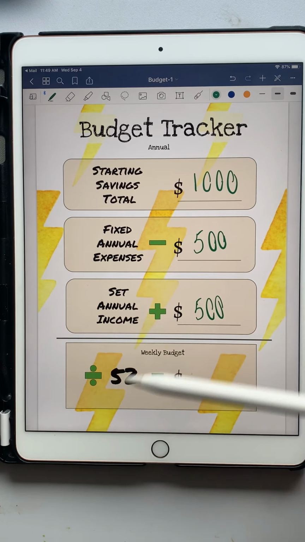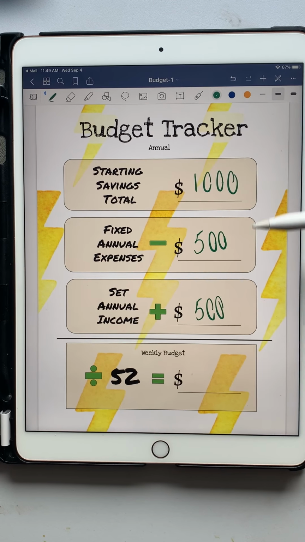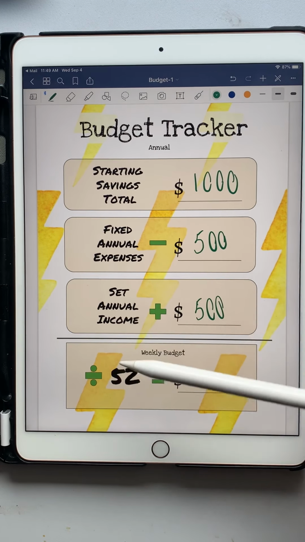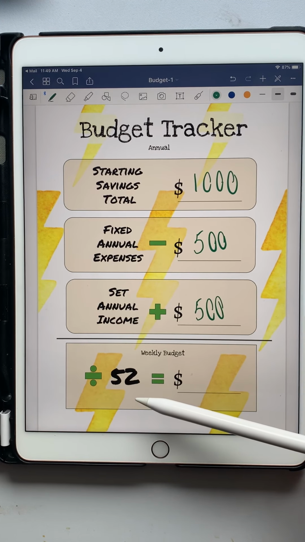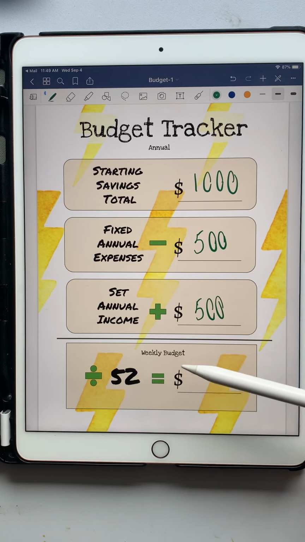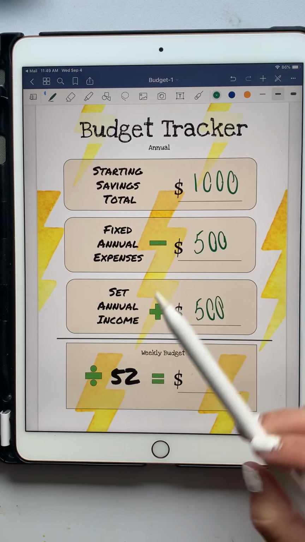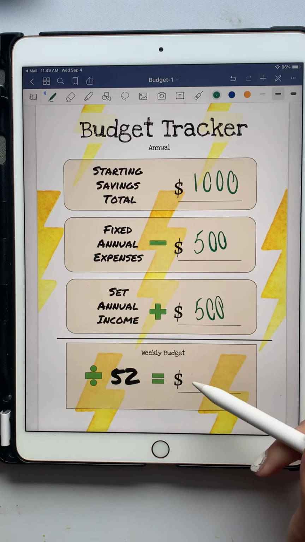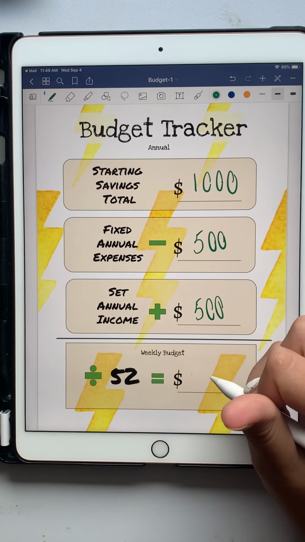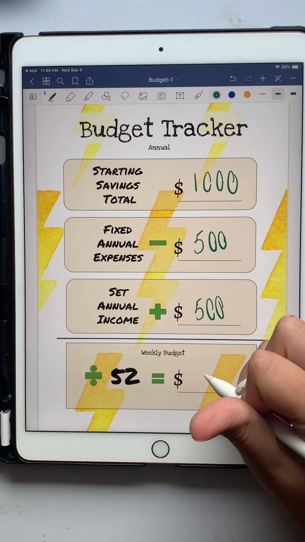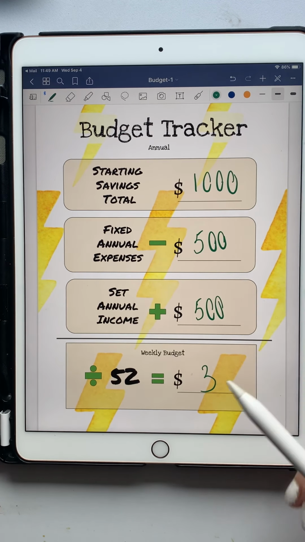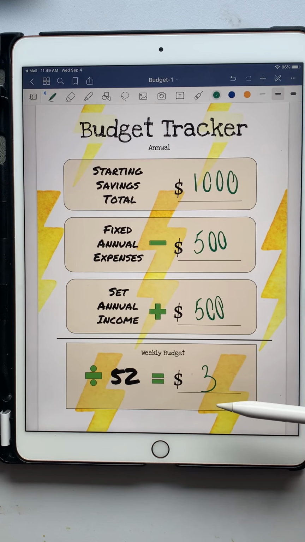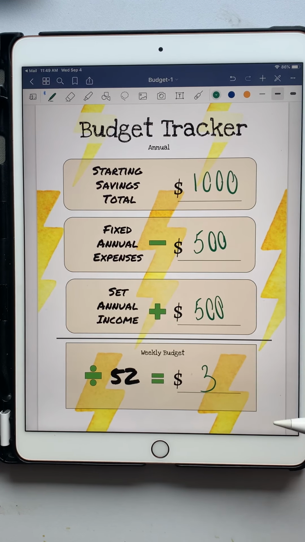And then you would take this total. So you have $1,000 minus 500 plus 500. So you're still at $1,000. And then I would divide it by 52 and get whatever that equals. I'm not sure, I don't have a calculator. But whatever that equals, you would put right here. So let's just say, in simple terms, let's make it $3. Obviously, that is really hard to survive off of $3 a week, but this is just for an example.